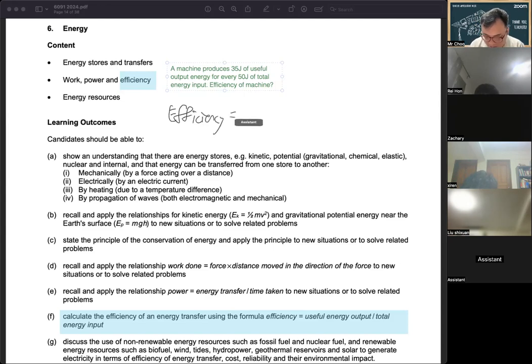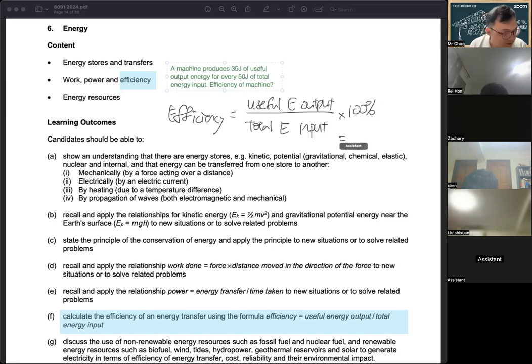Efficiency is useful energy output over total energy input times 100%. So what do I get from here? 35 joule over 50 joule times 100%. So what's the final answer?